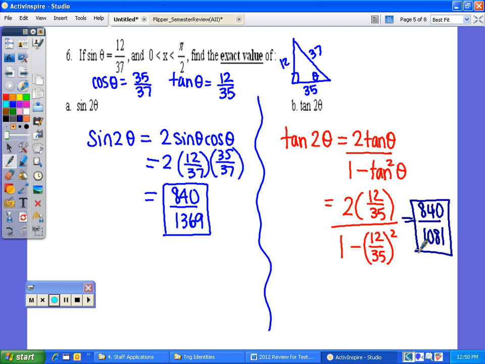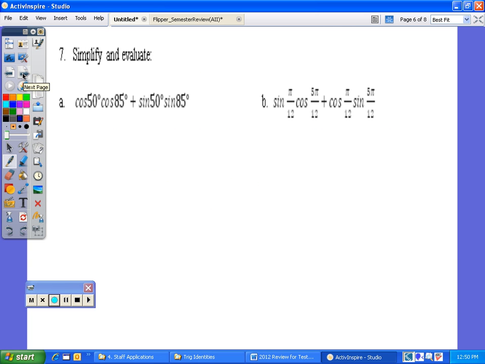Okay, all of that could be put into your calculator. All right, on to number 7. Number 7 has 2 parts. We're going to simplify and evaluate. Now, this has already been expanded. This is the expansion. So there was a mistake on here. This should have been minus.